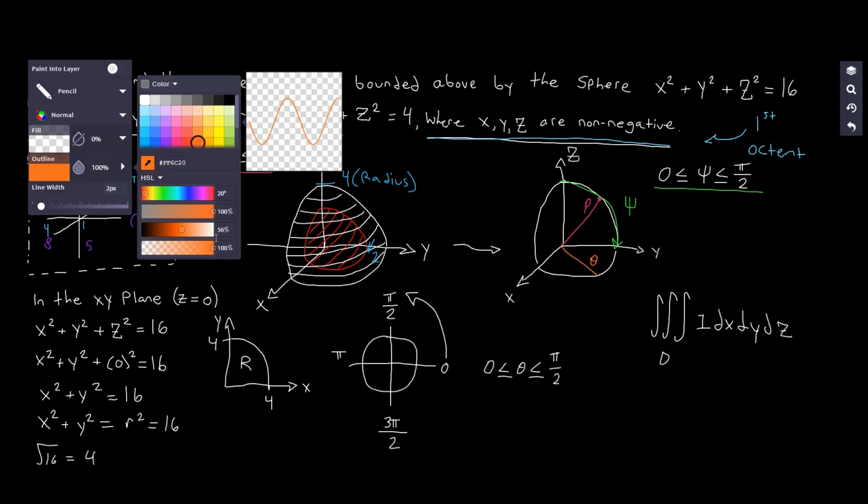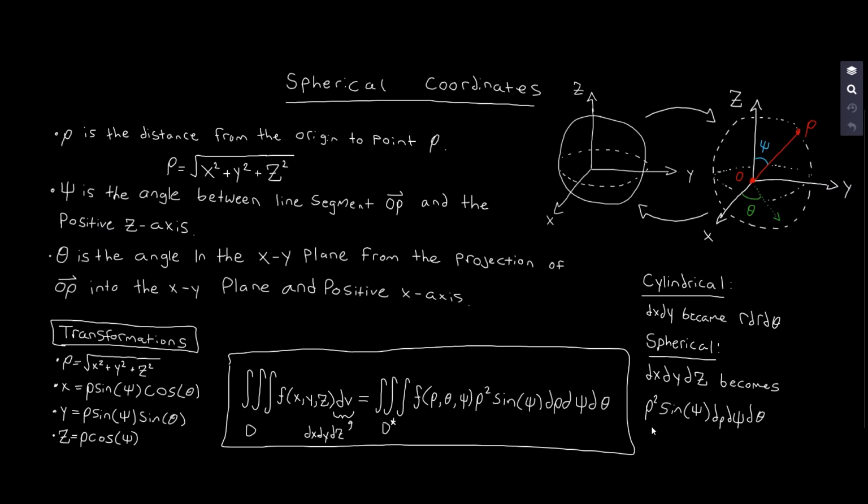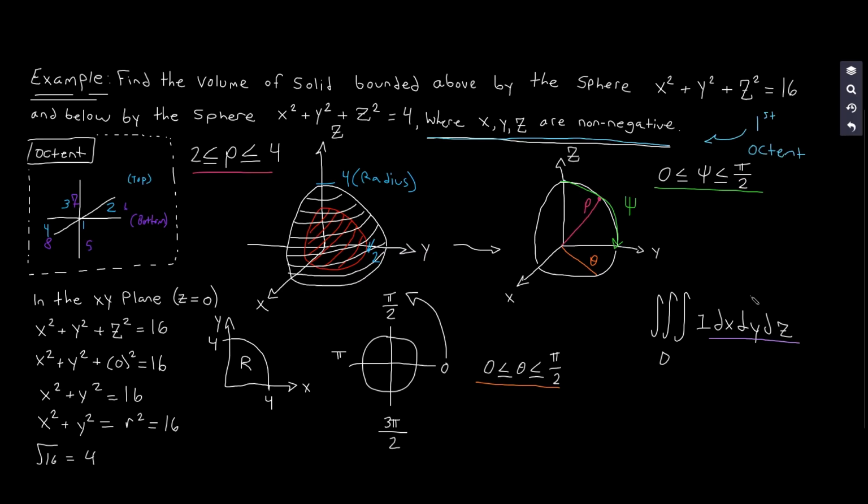I just realized I didn't underline this orange for theta. When I'm using spherical coordinates, the variables we're integrating with respect to, namely x, y, and z, get replaced by rho squared times sine of psi, integration with respect to rho, psi, and theta. The 1 is still in there, but dz, dy, dx gets replaced by rho squared times sine of psi, integration with respect to rho, psi, and theta.